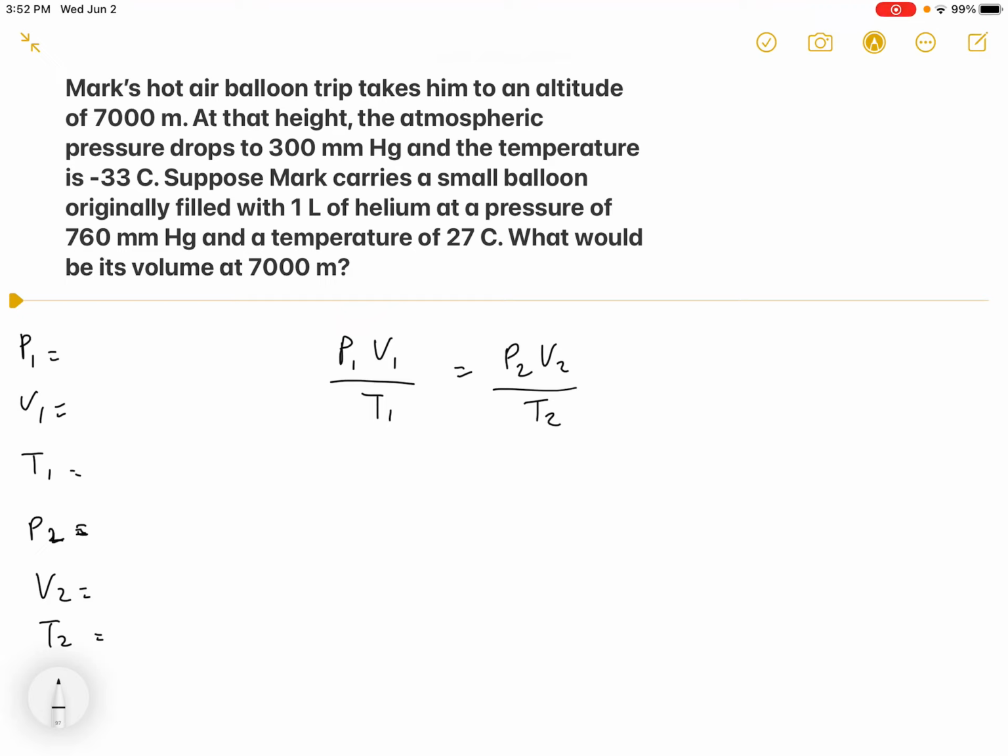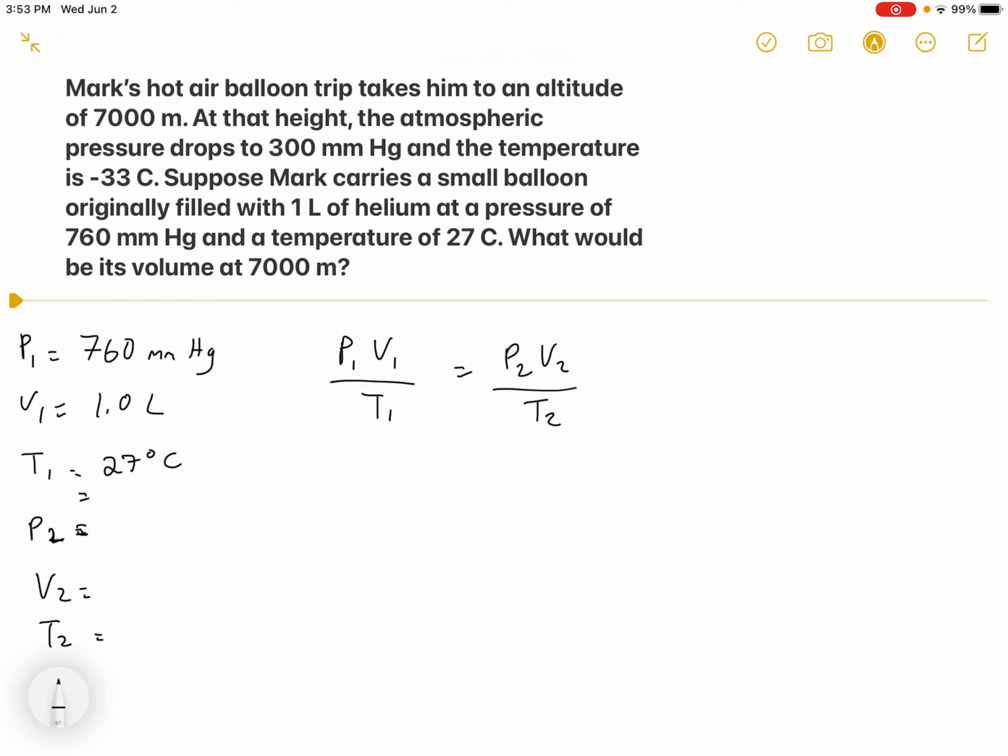So the initial pressure, and we can know which one that is because it says, suppose Mark carries a small balloon originally filled with 1 liter of helium at a pressure of 760 millimeters of mercury. So that phrase originally can signal to you that it's initial. So 760 millimeters of mercury is the initial pressure. The initial volume is 1 liter. The initial temperature is 27 degrees Celsius, which we're going to have to convert into Kelvin.